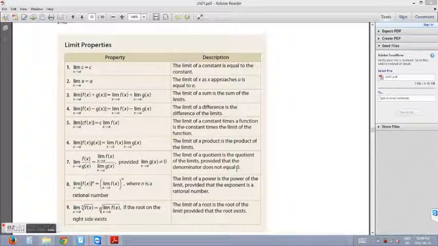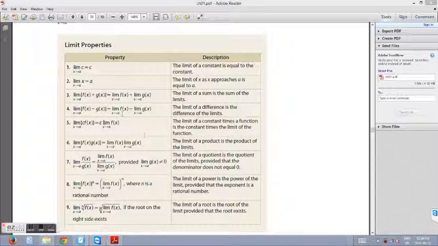A few of these properties are intuitive or a little bit obvious. For instance, the first two: the limit of a constant is of course a constant. The limit as x approaches a is equal to a. The limit of a sum is the sum of the limits. The limit of a difference is the difference of the limits.